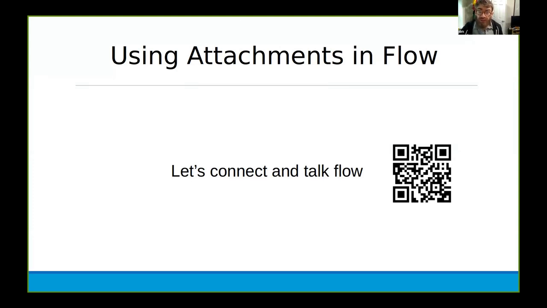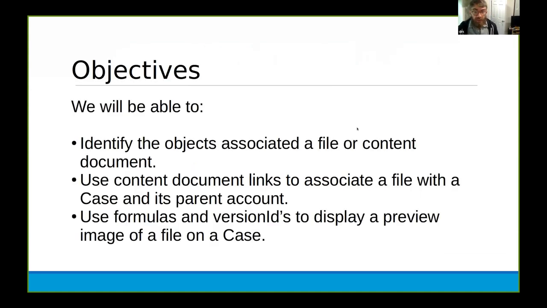Second, we're going to talk about what we're doing today. We're going to identify the objects associated with a file or content document. We want to understand what all these weird things are in a content document, an attachment, whatever you like to call it. Second, we're going to use content document links, one of those objects, to associate a file with a case and its parent account. So we're going to take an attachment and make it show up both on the case record and the parent account record as well. And then finally, we're going to use formulas and version IDs, which we'll learn about, to display a preview image of a file on a case.